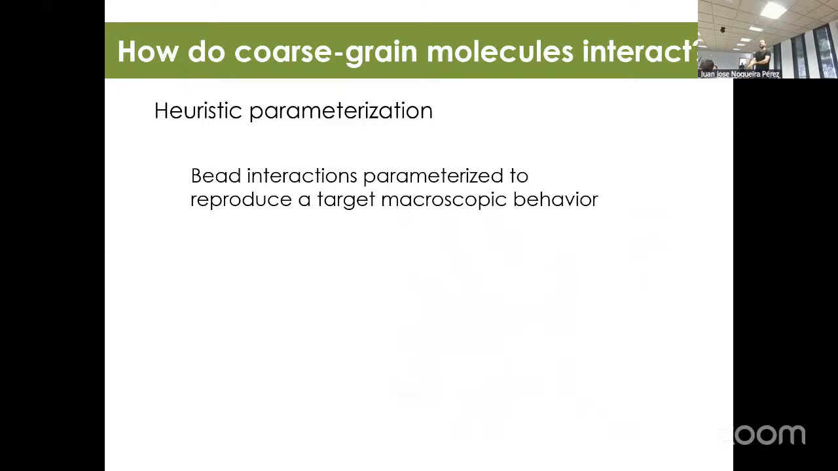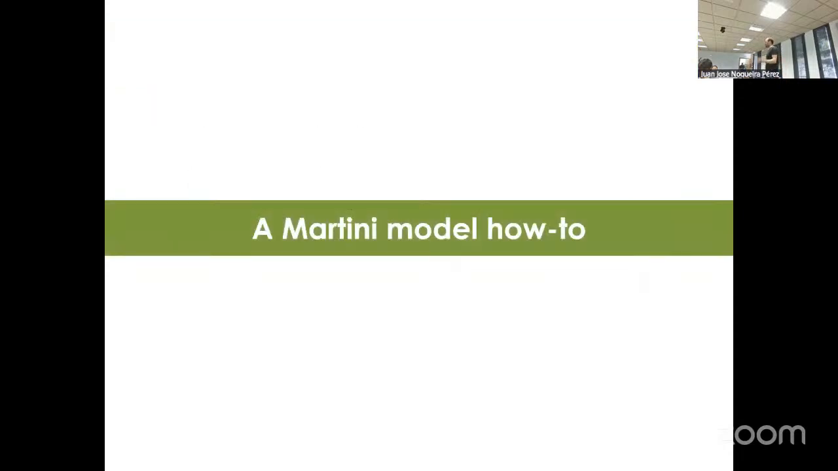I call them heuristic parameterization, in that the goal is less the reconstruction of the local structure. We will try to keep the structure as much as possible, but then the interactions are parameterized already with an eye to a target macroscopic behavior. All right. So an example is the Martini model.